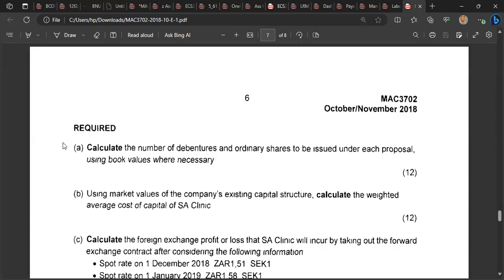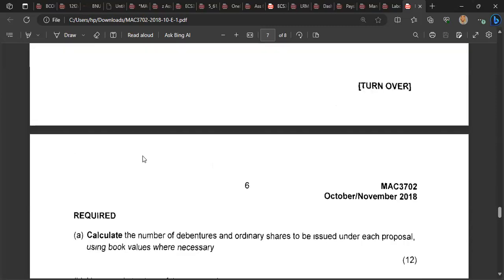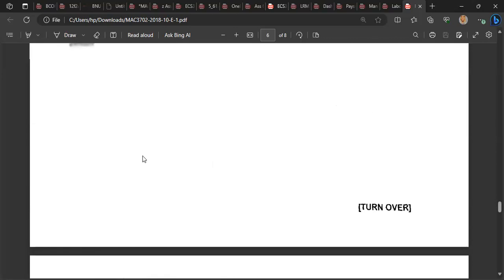It seems like it's a little bit slow on this side. I don't know what's going on. I don't see it moving on the other screen, but I'm on the question paper. Okay.